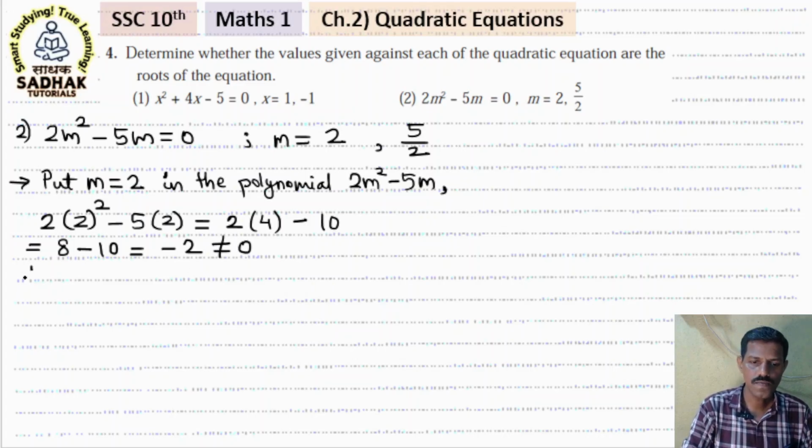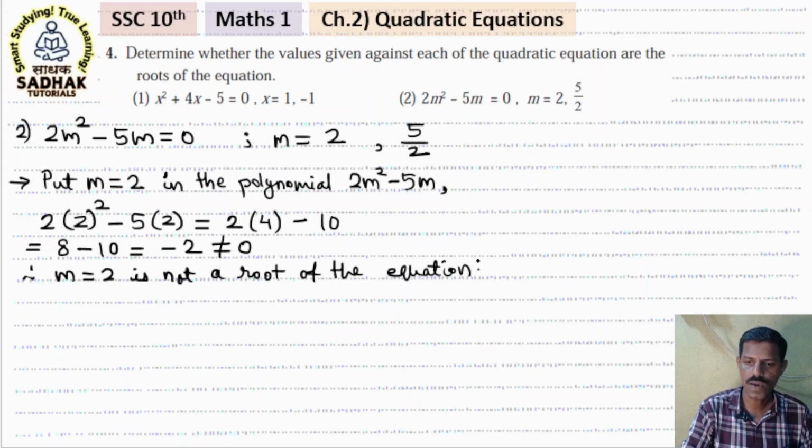So therefore this value of m, that is 2, is not a root of the equation. Fine. So that is how we have to write it. Now let us check it for the second value.